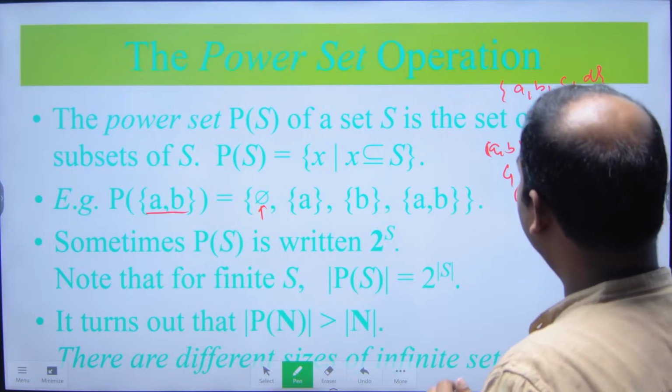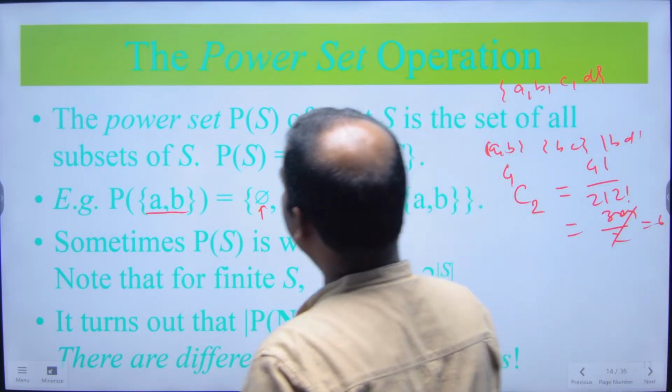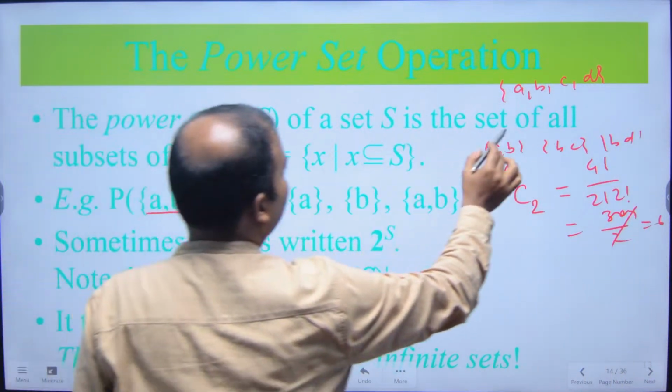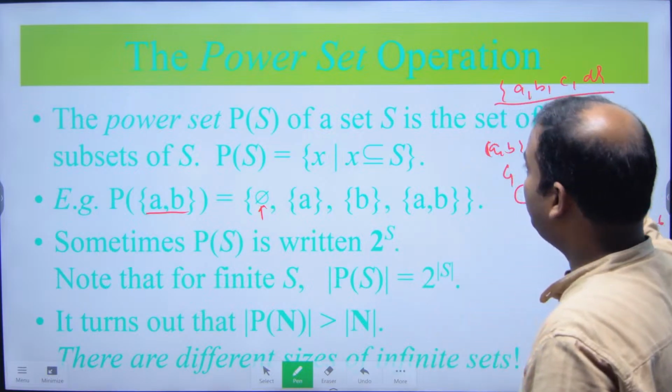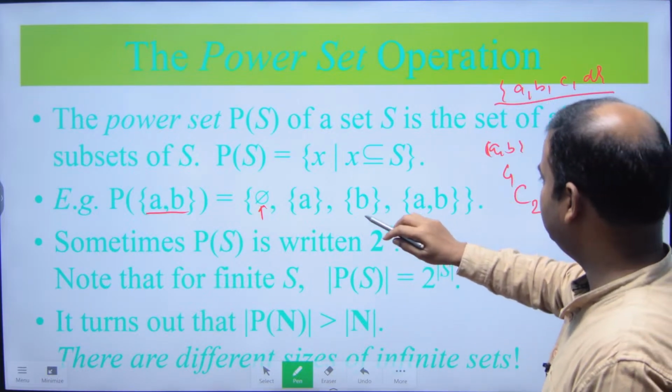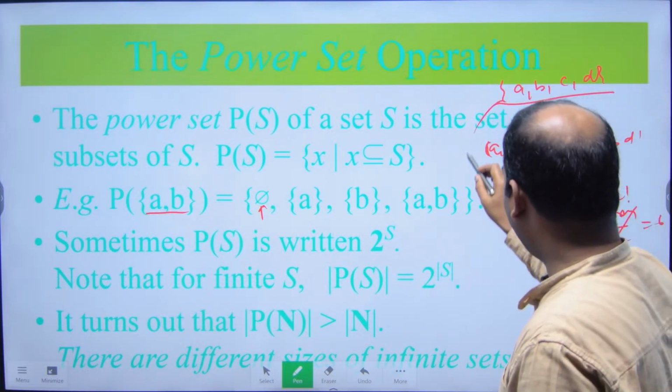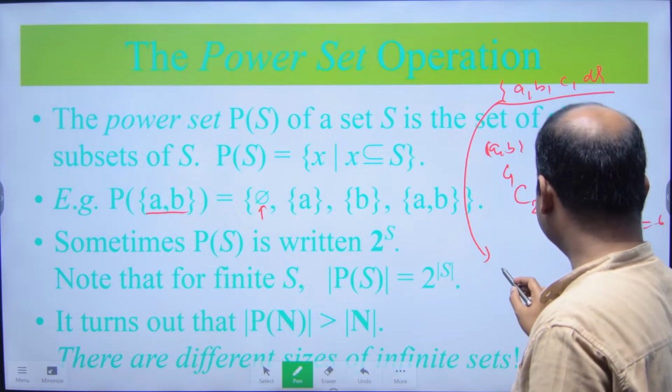Now our first question is there, that if there are 4 elements, how many total subsets are possible? So how many total subsets are possible?